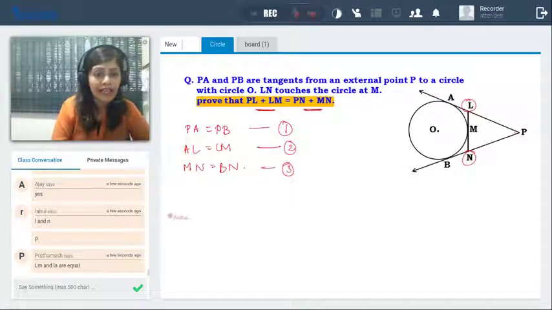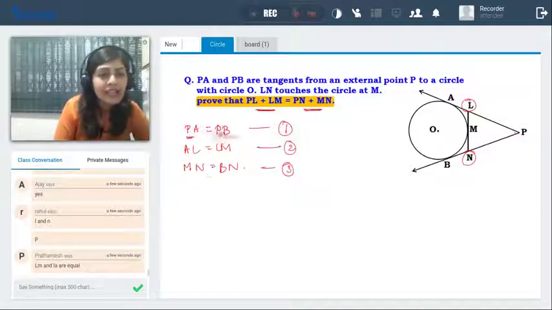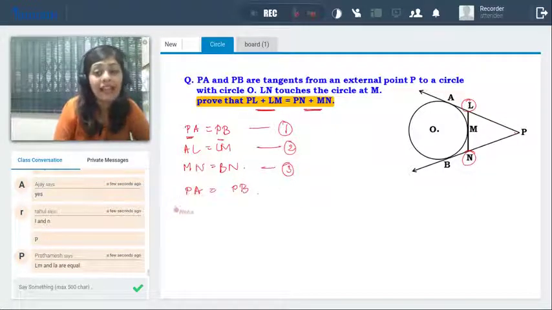Right? PL is a part of PA. So let's quickly do one thing. Let's write PA and PB again and let's try to solve from them. So we know PA equal to PB. Now PA is divided into two parts. PA is divided into PL plus AL.